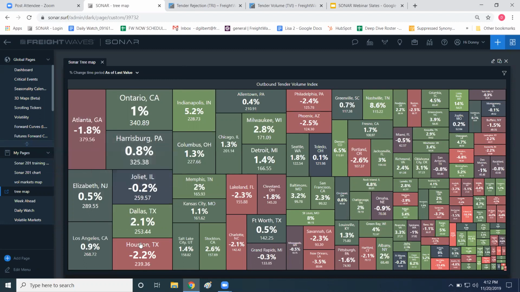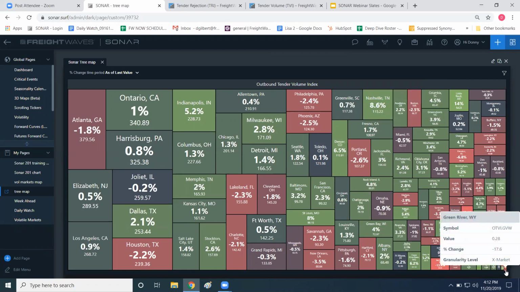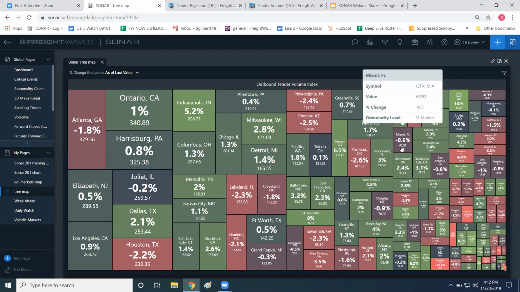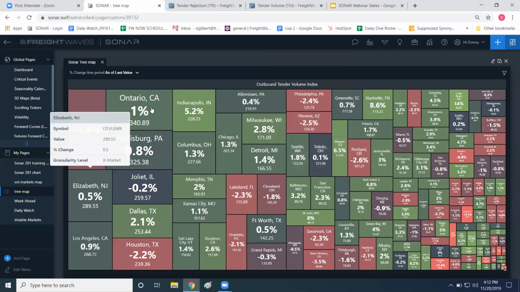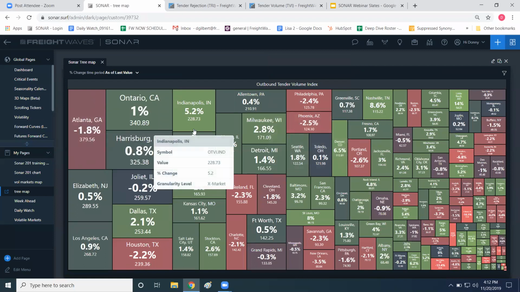So as we work our way down and then back up to the top, you'll see your top 10, top 25 markets. As the boxes get smaller, the markets get smaller, and move over here to the bottom right-hand corner. Our smallest market, Green River, Wyoming, at 0.28 index points, so a little bit less than 1. Miami, Florida, 62.57, and not much change since the day before. So you can use this for tender rejection rates as well. It's a map that I also look at and keep an eye on to understand what are the largest markets.